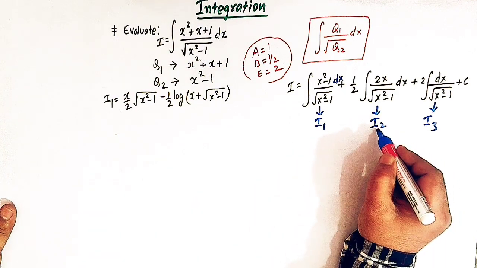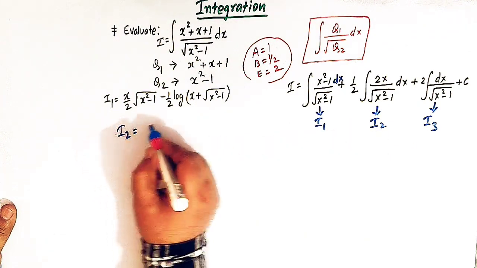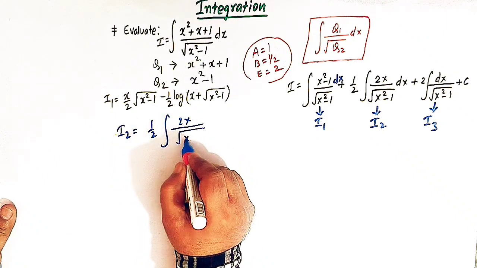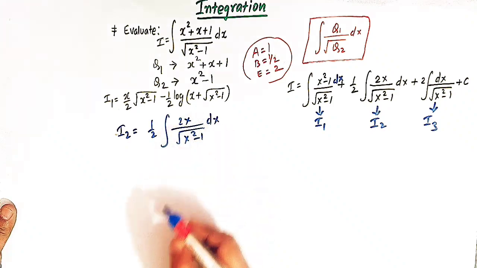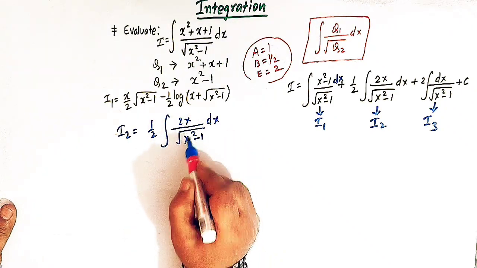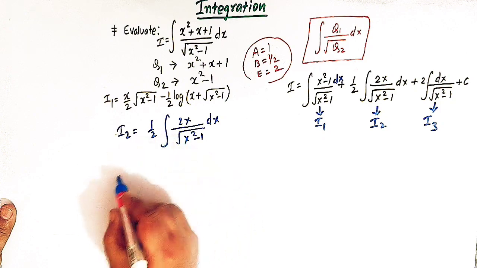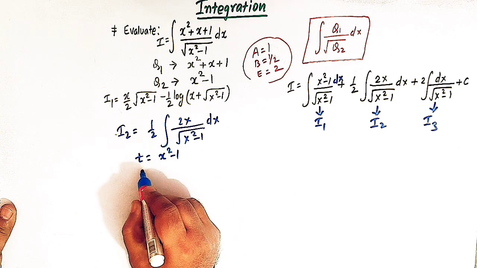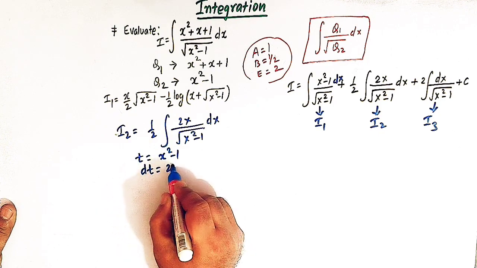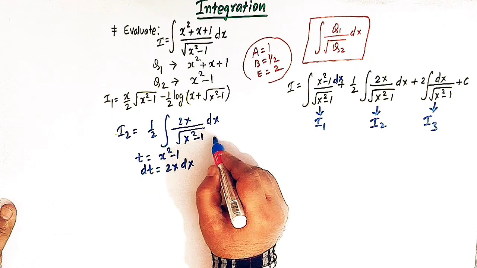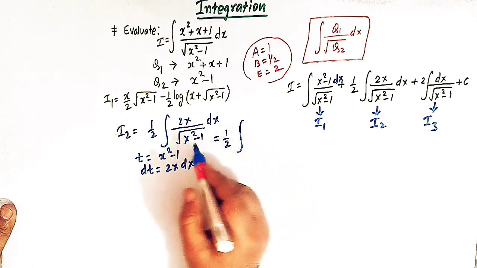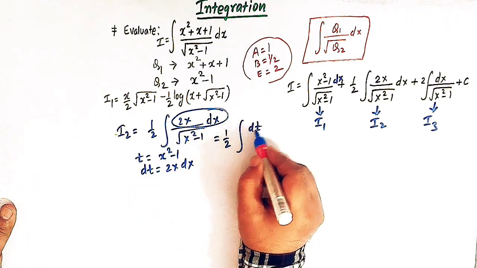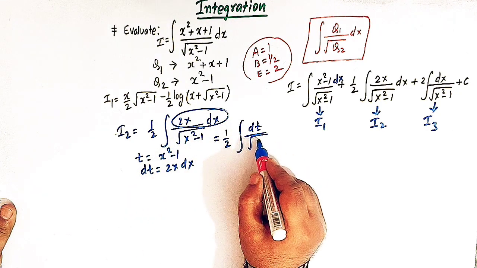So now consider this integral I2. So I2 is a half, and here we have 2x over square root of x square minus 1 dx. Now we can solve this integral by method of substitution. So we can take t is equal to x square minus 1. So dt is equal to 2x dx. And now we can write half, and for 2x dx, we can write dt, and here we have square root of t.